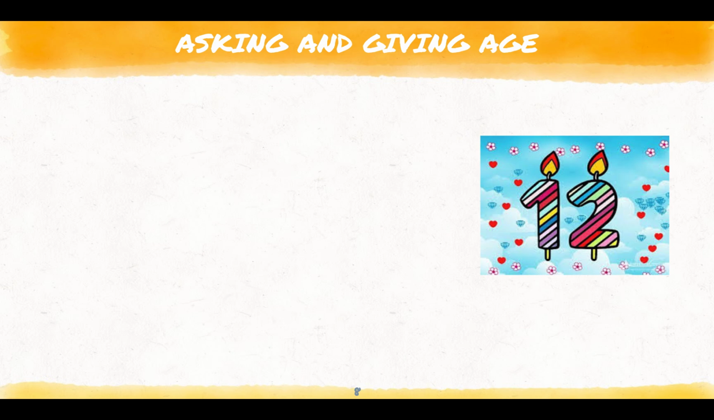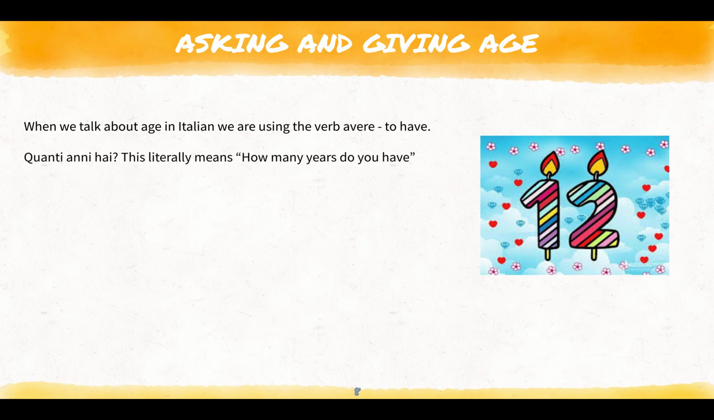So how do we ask and give our age in Italian? When we're talking about age in Italian, we're going to use the verb avere, which means to have. So we've looked at this in a previous term.